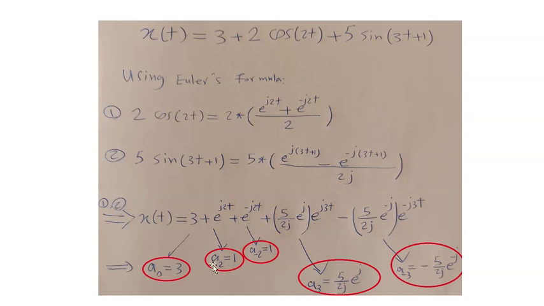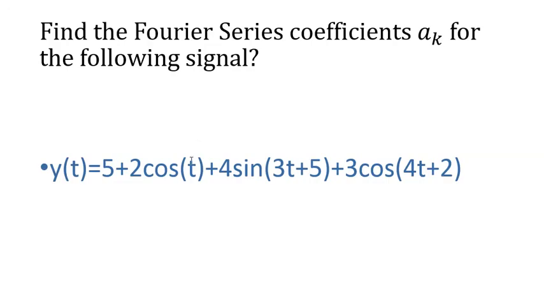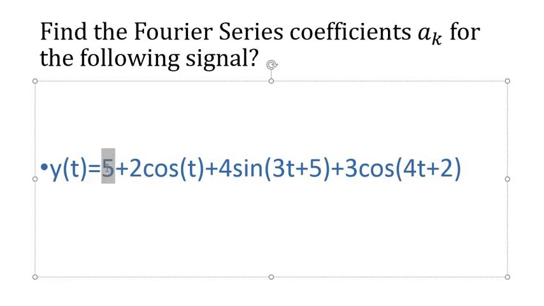Fourier series coefficients. Now I want you to solve this problem yourselves. It's very similar to what I solved for you with a little bit of difference. So I want you to find the Fourier series coefficients ak for this signal y of t equals 5 plus 2 cosine of t plus 4 sine of 3t plus 5 plus 3 cosine of 4t plus 2. Probably you can guess what your a0 is, right?